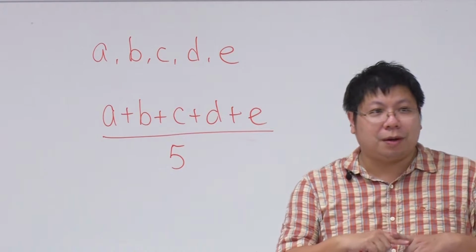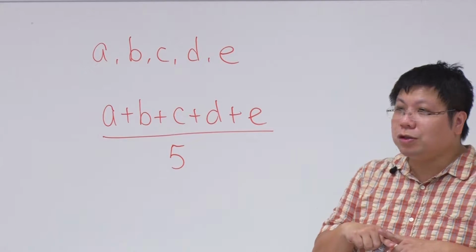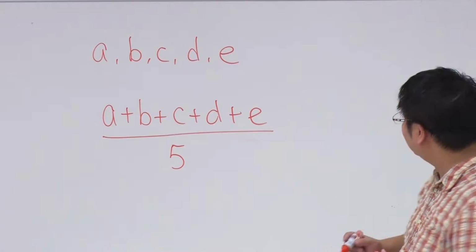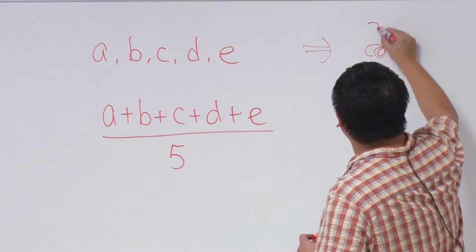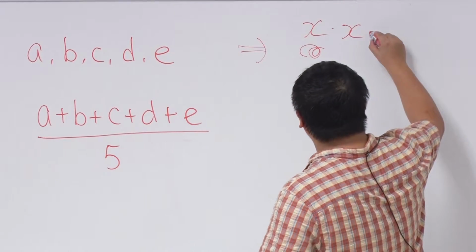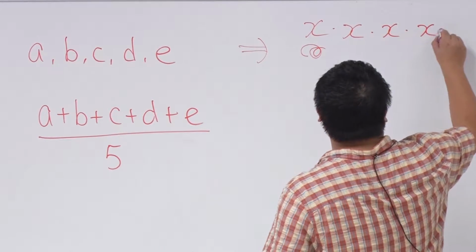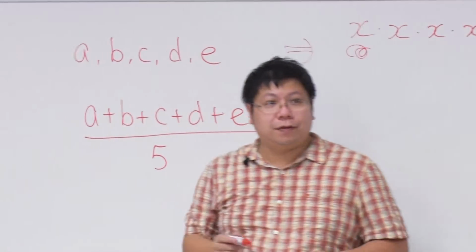But you can also talk about the average in terms of multiplication. So I want to replace these 5 numbers. Can I replace these 5 numbers by some number, let's call it x, such that you replace each of them by x, so there are 5 of them, then the product will be equal to the product of A, B, C, D, E.